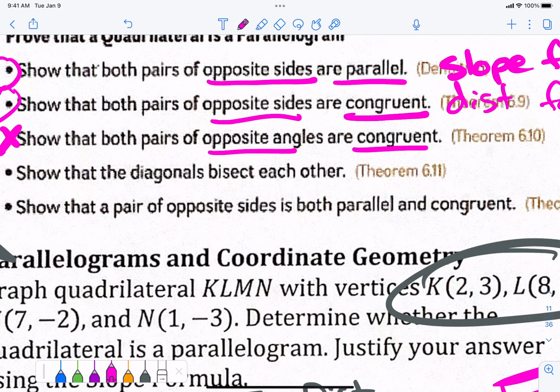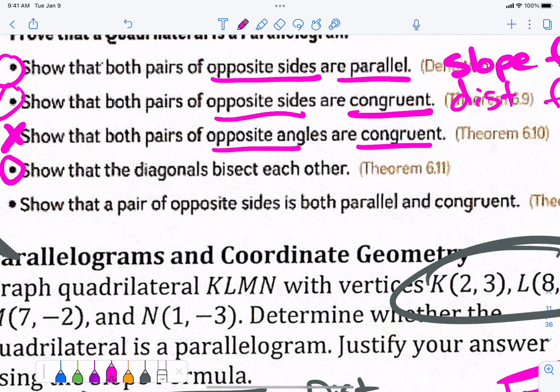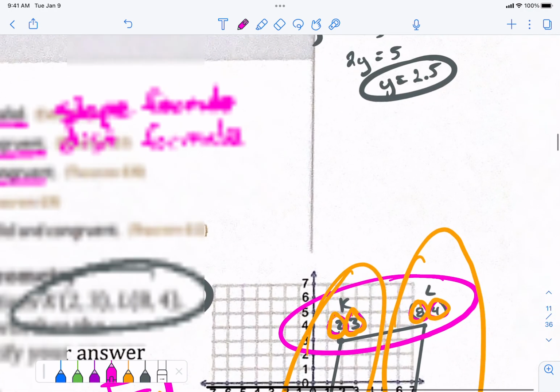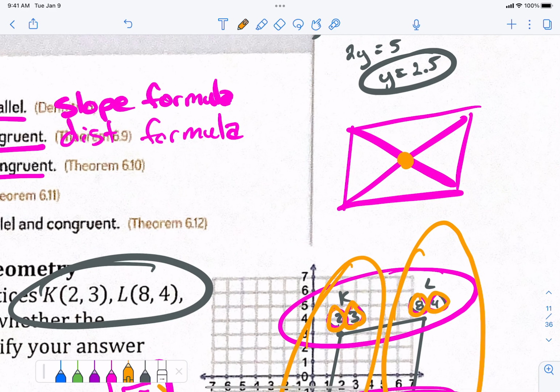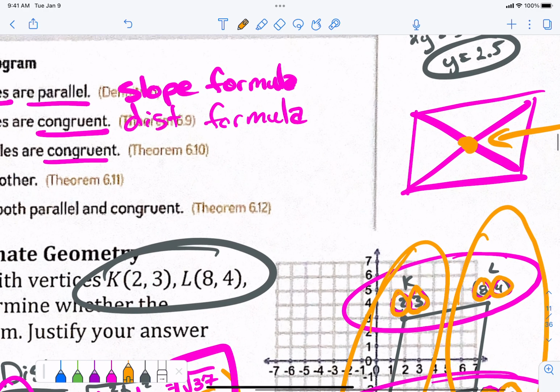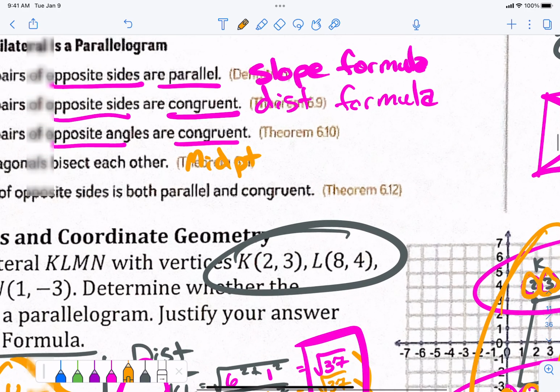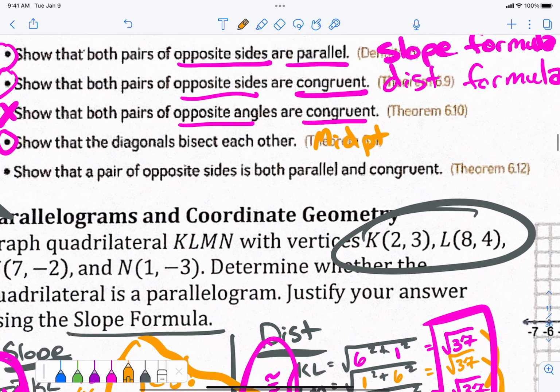And then the next one, show that the diagonals bisect each other. For a parallelogram, we know that the diagonals bisect. How can I prove that the diagonals are bisecting? I just do the midpoint, right? I can do the midpoint and show that the midpoints match up and the diagonals are bisecting each other. So that's a midpoint formula.